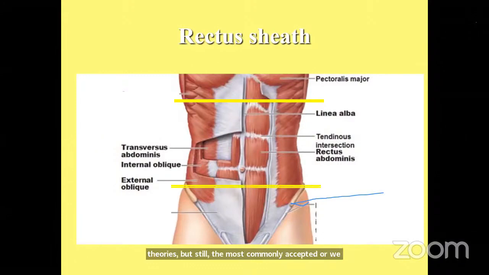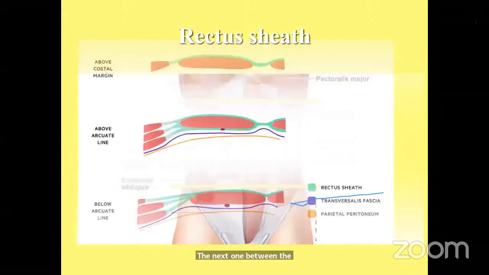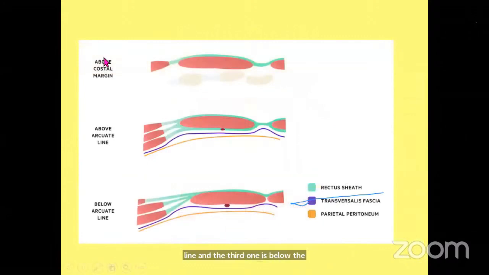One, above the costal margin. The next one, between the costal margin and the arcuate line, and the third one is below the arcuate line. These are the three headings under which we discuss the rectus abdominis, because the formation of the aponeurosis is different at three levels. Above the arcuate line, you can see that the external oblique is joining with the anterior layer of the internal oblique, and behind the rectus abdominis we have the posterior layer of the internal oblique along with the transverse abdominis.